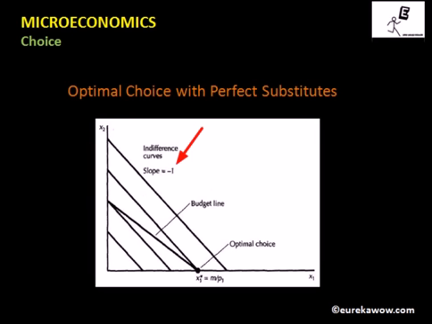Now as you can see in this diagram, the slope of the budget line is less as compared to the slope of the indifference curve, which leaves the consumer consuming only good 1. So this is an optimal choice. Why? Because let's draw some more indifference curves and see. Now this point, let me label it to be A. Now point A is lying on the budget line.